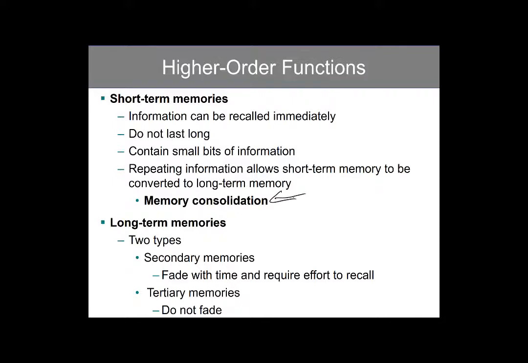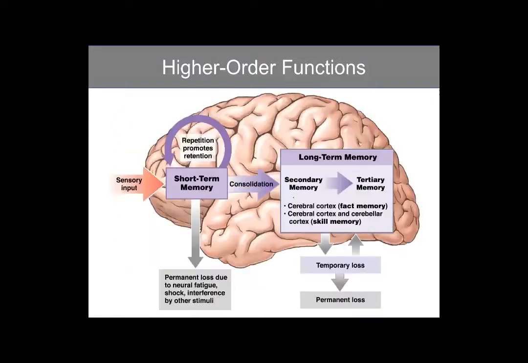There are two types of long-term memories. Secondary memories are long-term memories that fade with time and may require considerable effort to recall. Or tertiary memories. These are long-term memories that are with you a lifetime, such as your name or the contours of your own body.